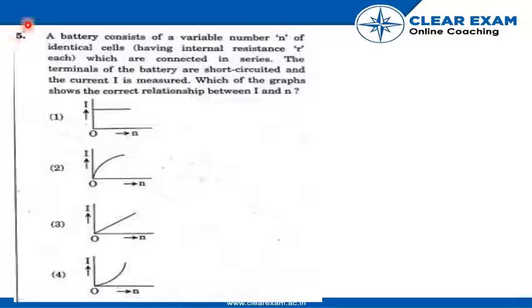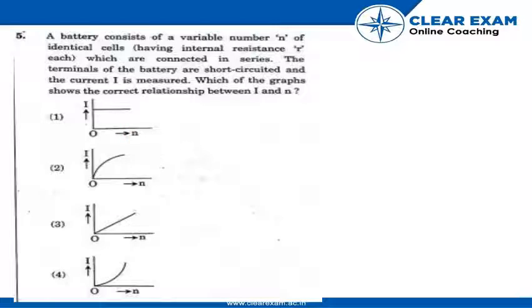Let's see question number 5. A battery consists of a variable number n of identical cells having internal resistance R each, which are connected in series. The terminals of the battery are short circuited and the current I is measured. Which of the graphs shown the correct relationship between I and n?